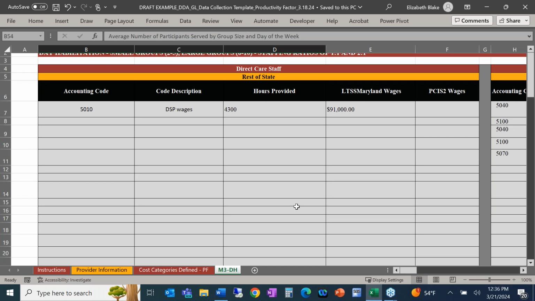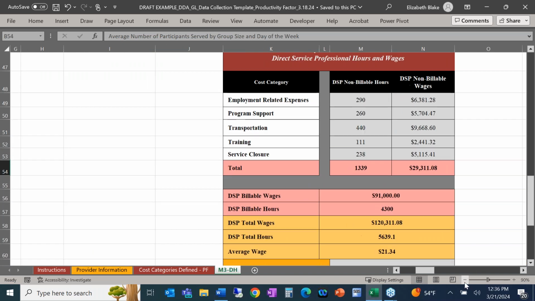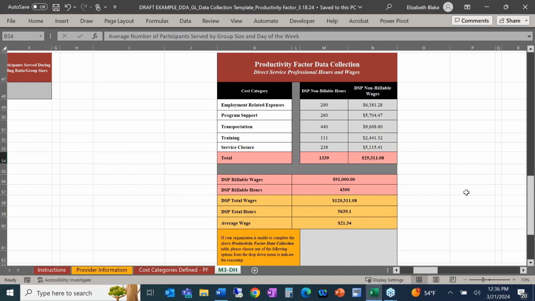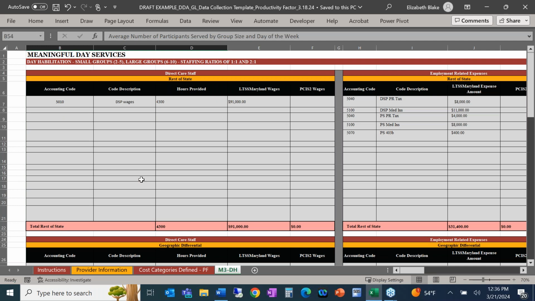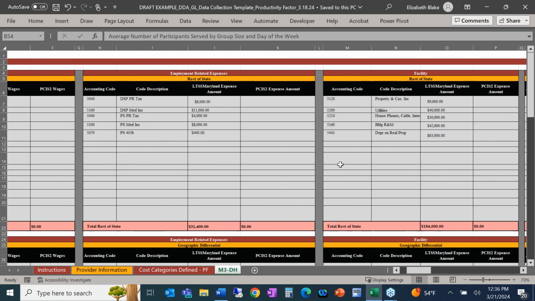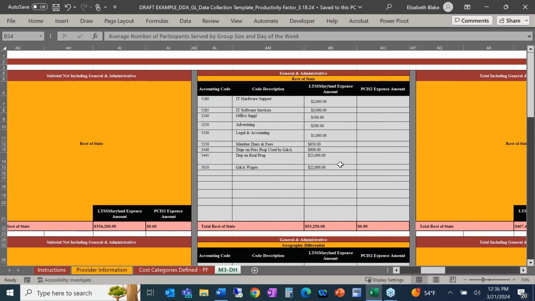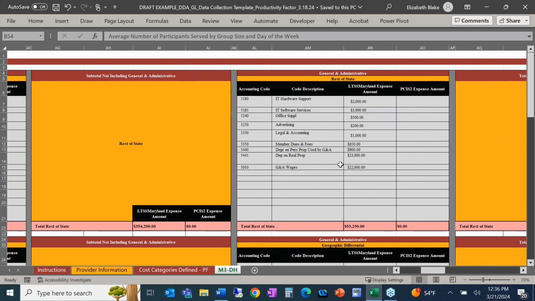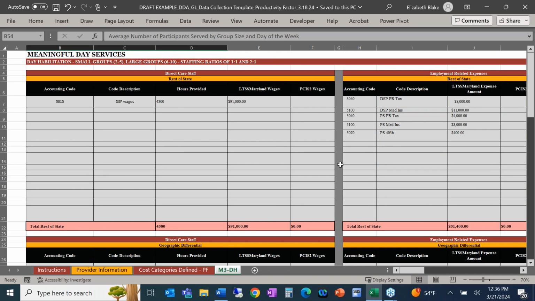So this part of the template, no major changes, minus the fact that we have added in this productivity factor table here at the bottom, like you saw in the actual template. But this is where you're going to be entering in the bulk of the information that we are requesting. So that is really the only thing that has changed. We still have the specific elements of direct care staff, employment related expenses, facility, program support, training, transportation, as well as the general and administrative sections for you to enter in all of that data. Direct care staff, facility, and general and administrative have no items that are being transitioned into the productivity factor data collection table at the bottom.